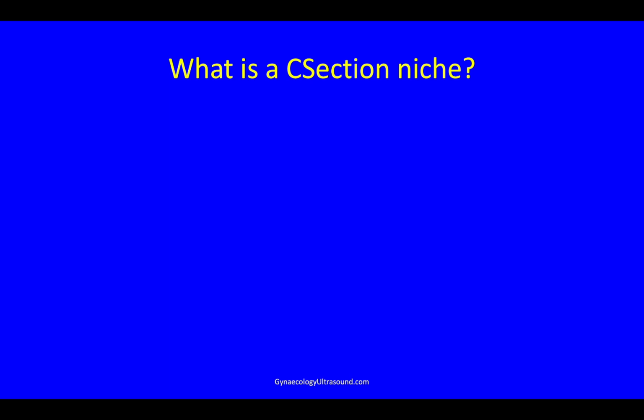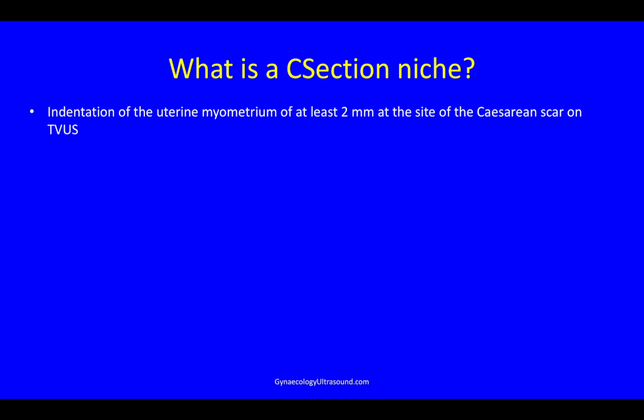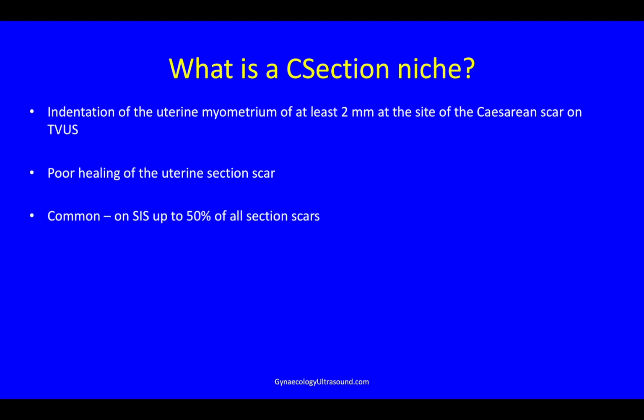So what's a Caesarean scar niche? A niche is where the myometrium is indented at least by 2 millimeters at the site of the scar on ultrasound, and it reflects poor healing of the uterine scar. It's very common if you infuse a bit of saline.